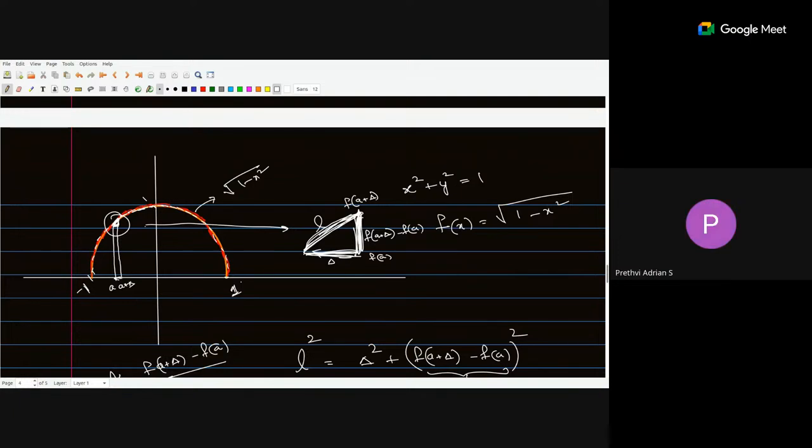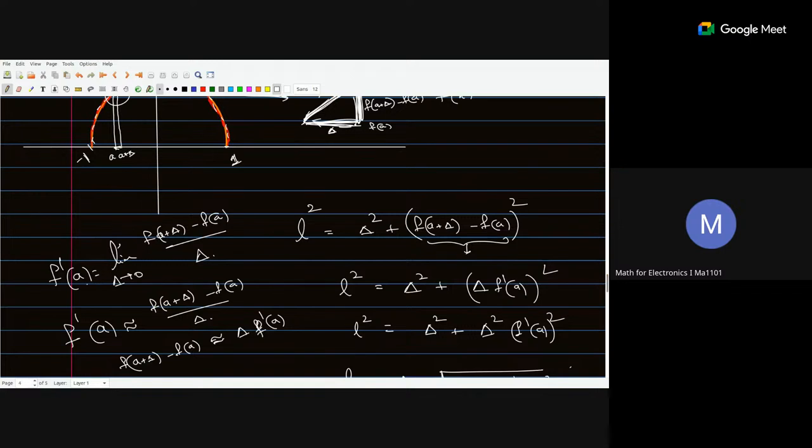Sir, which is the L, sir? L is this length, this small length, which we are trying to find. You mean the hypotenuse of the small triangle? Arc length. Yeah, this hypotenuse. This is the L. And we know this as the delta, and this also has an approximation from the derivative, which is delta f prime of a.